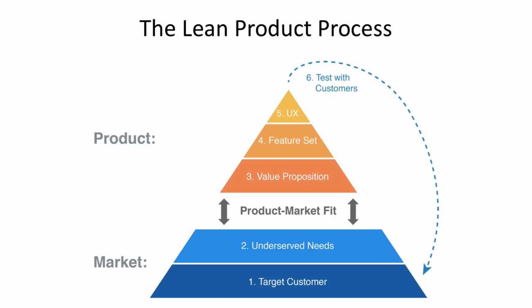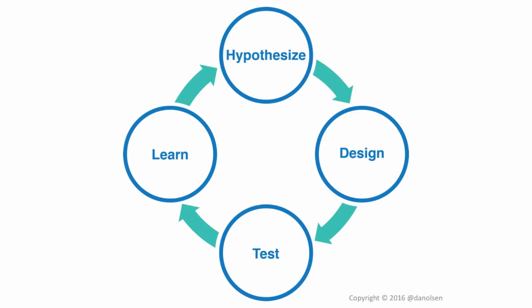And this is an iterative process. And so this is a variant of the build, measure, learn loop that I created that I prefer, where it starts out with hypothesizing. You're forming hypotheses. You're coming up with designs on how you can test those hypotheses. You test the hypotheses, you learn, and then you revise your hypotheses. So as you're working through that pyramid of product market fit, we're doing this iterative process.